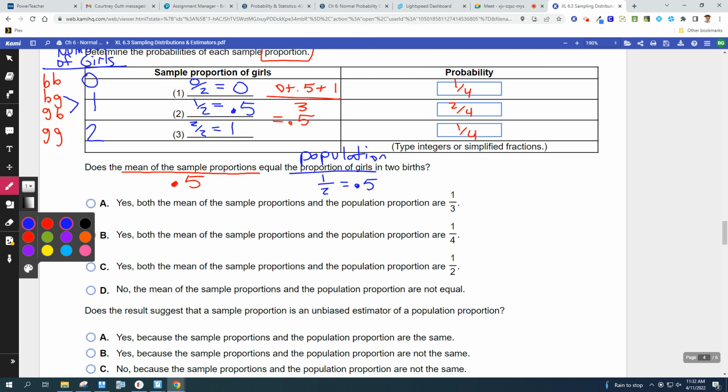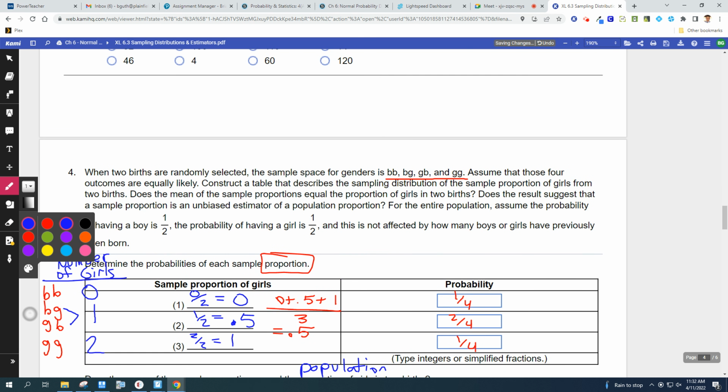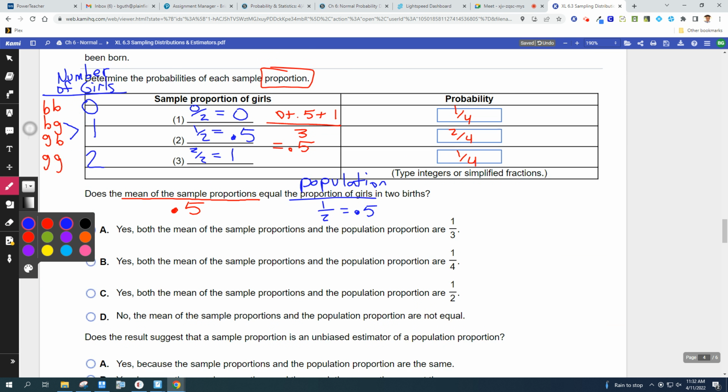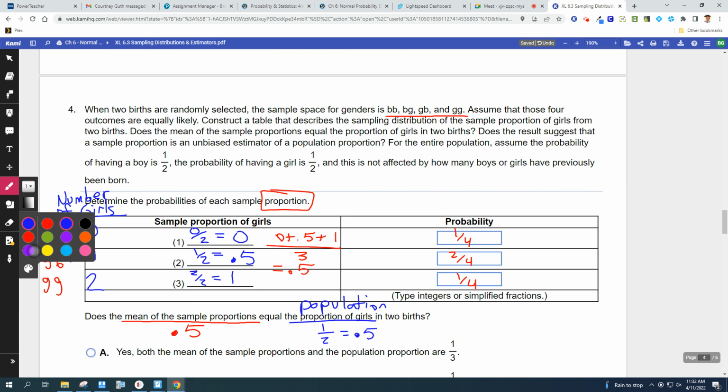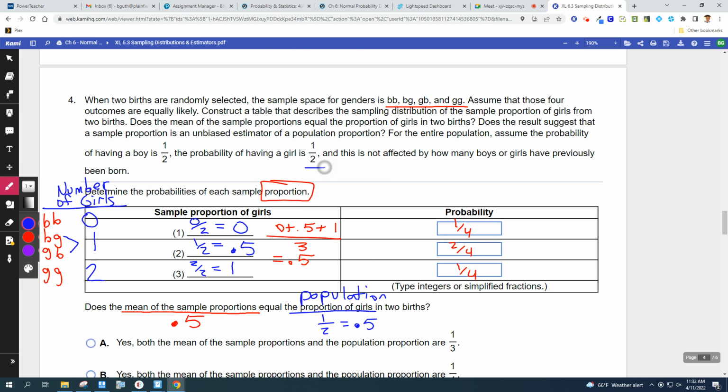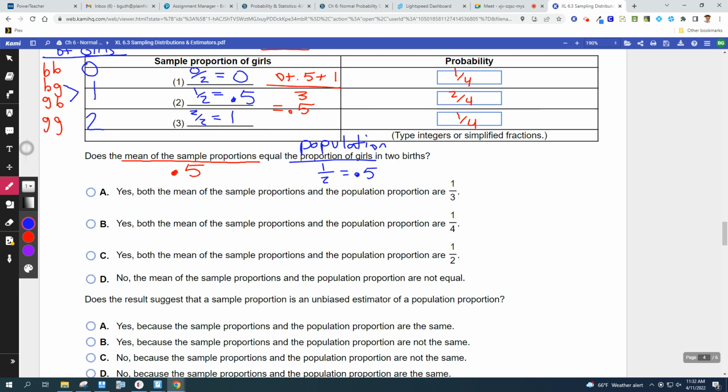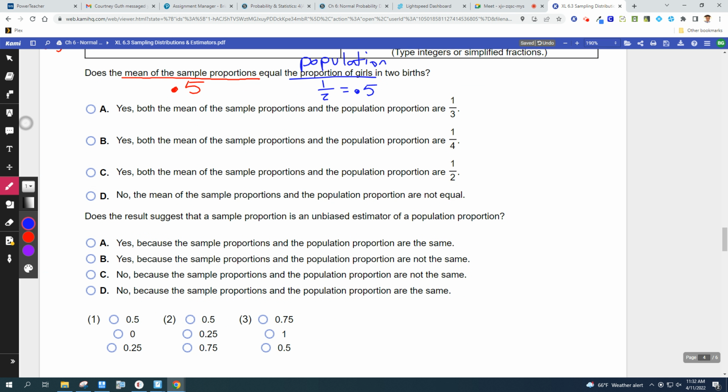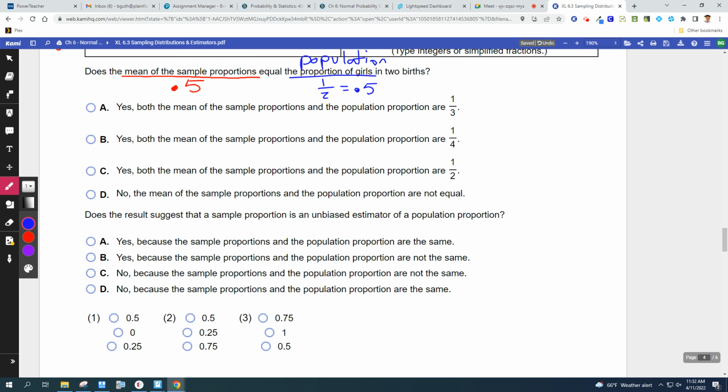And so I think this problem is almost so simplistic. It's tough. Well, I guess maybe it says right here, but they're the same, and that's kind of the main idea. Not 1/3, not 1/4. Yes, both mean of sample proportions and population proportion are 1/2. Looks like it's choice C right here. Does the result suggest that a sample proportion is an unbiased estimator? Yes, because they're the same.